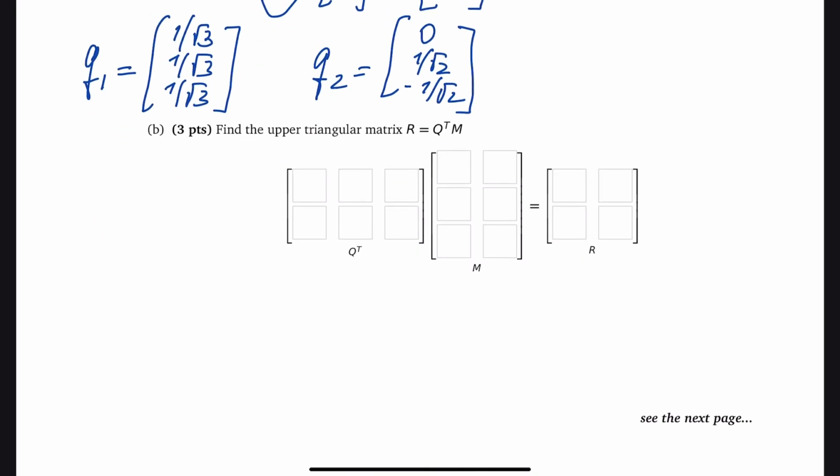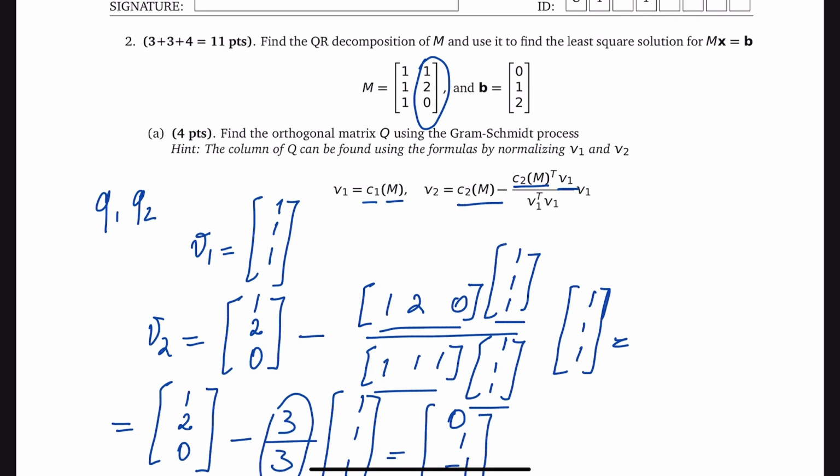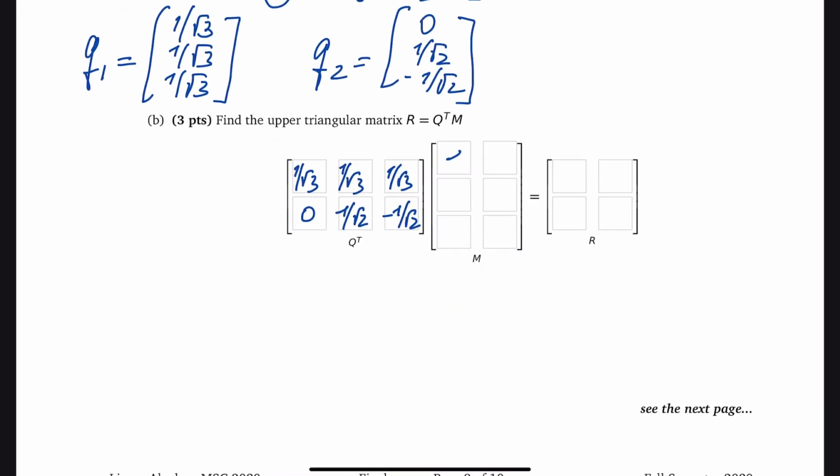Okay, so now in order to get the R matrix in the QR decomposition, we just need to multiply the Q transpose to the M. So the Q transpose is 1 divided by the square root of 3, 3, 3, 0, 1 divided by the square root of 2, minus 1 divided by the square root of 2, multiplied to the M matrix, which is 1, 1, 1, 1, 2, 0.